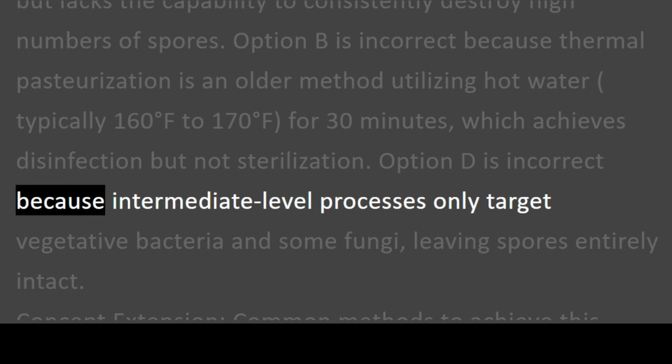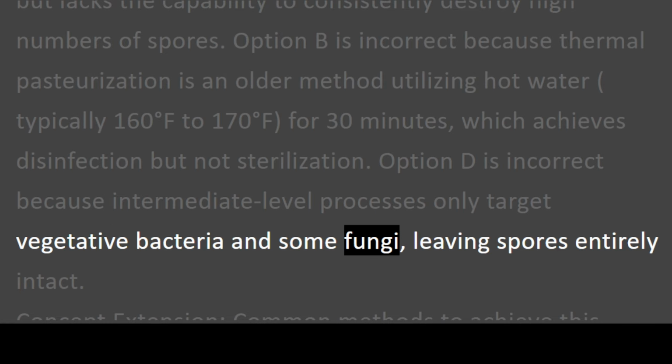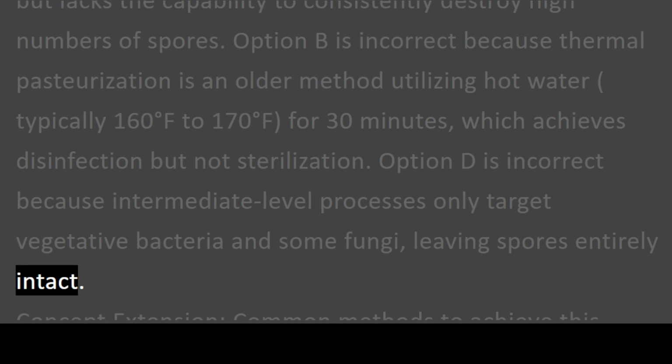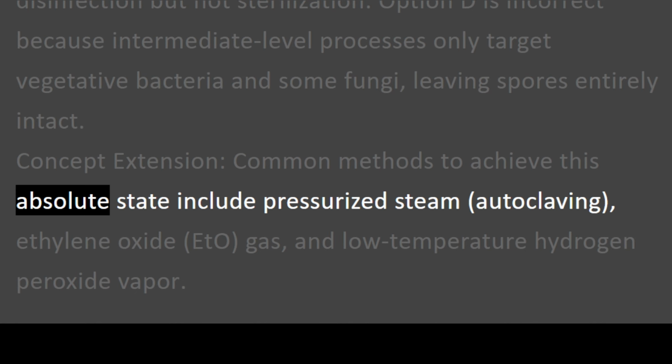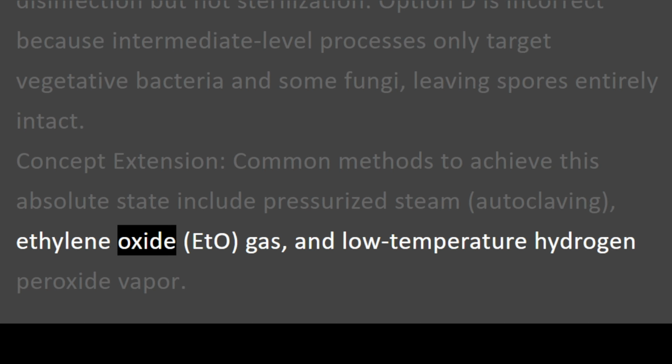Option D is incorrect because intermediate-level processes only target vegetative bacteria and some fungi, leaving spores entirely intact. Concept extension. Common methods to achieve this absolute state include pressurized steam, autoclaving, ethylene oxide, ETO, gas, and low-temperature hydrogen peroxide vapor.